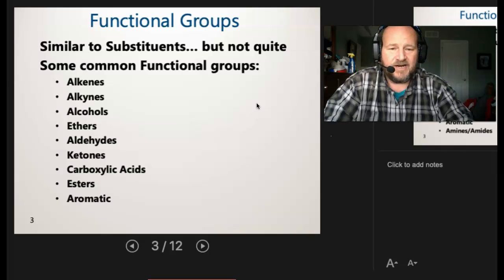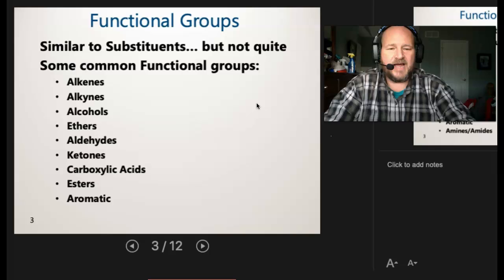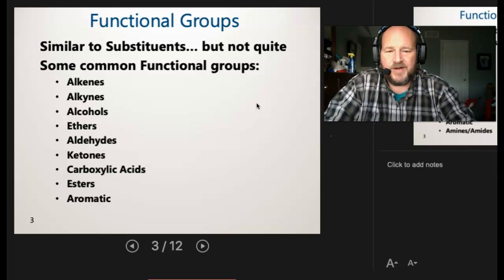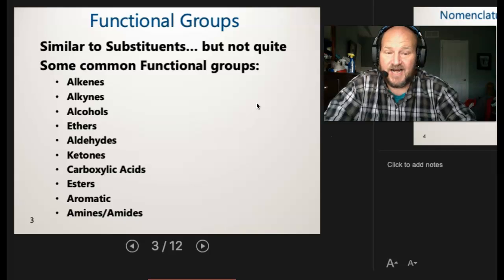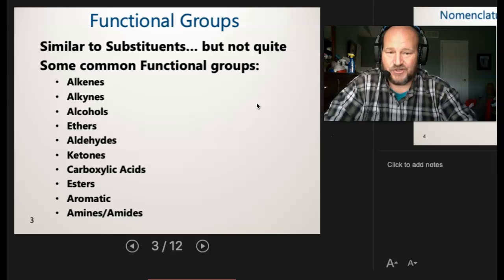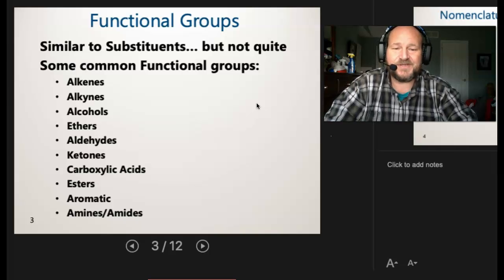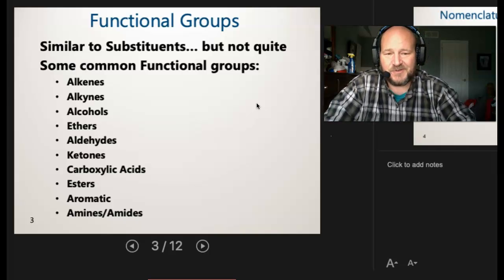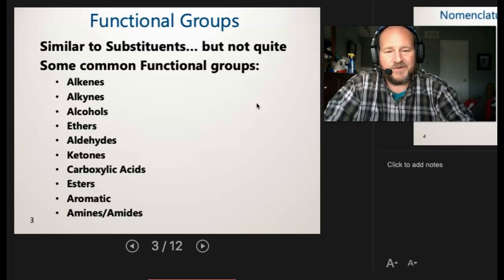After that, we'll look at aromaticity. So what does it mean to be aromatic? And then we're going to end with a couple of nitrogen compounds, amines, and amides. Now, these are not all of the functional groups, and we're not even going to look at all the nitrogen containing functional groups. So we can also get into imidazoles and imides and imines. We're not going to worry about any of those. We're only going to look at amines and amides.